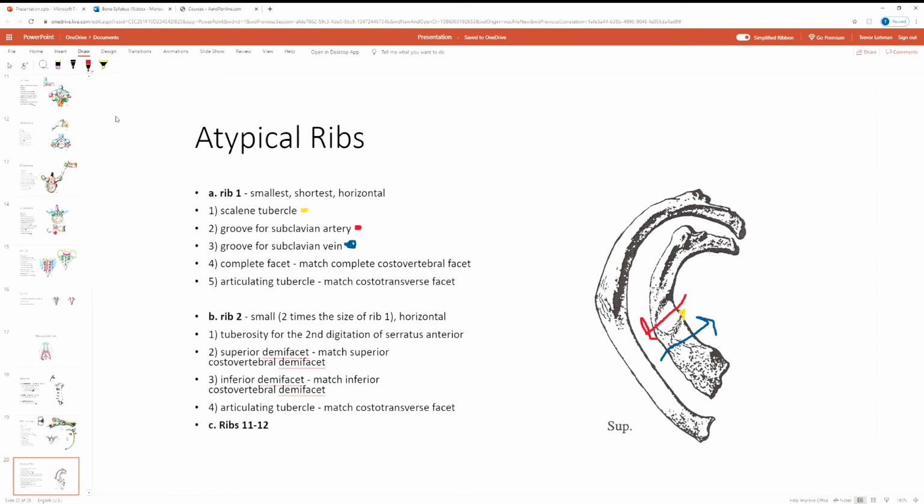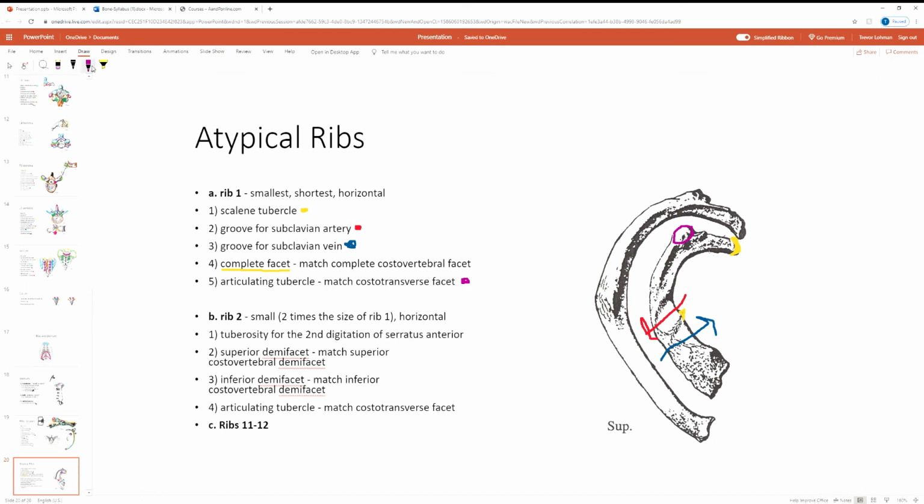It has a complete facet. What that means is it doesn't have demifacets. It has a complete facet that articulates with a complete costovertebral facet on your thoracic vertebra. It does have an articulating tubercle that articulates with the costotransverse facet on your thoracic vertebra.